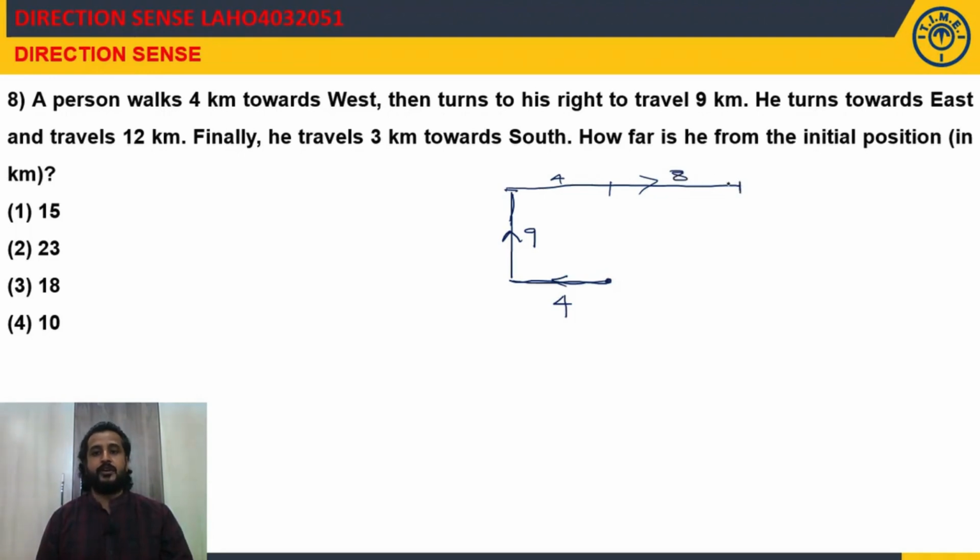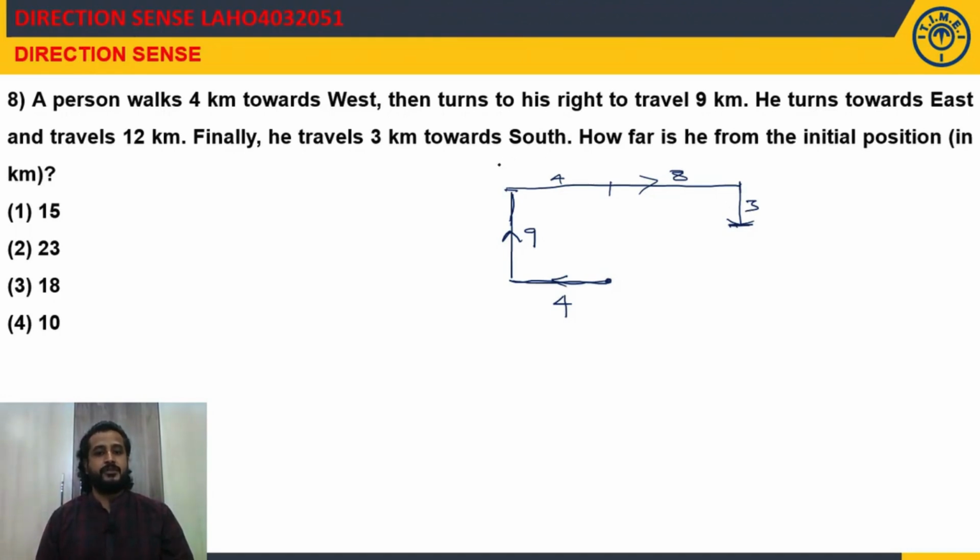Now he is at this location. Finally travel 3 kilometers towards south. So from this point south, how many kilometers? Just 3 kilometers. Now he is at this point. Because it is a total distance of 9, it should be till here only, 3.